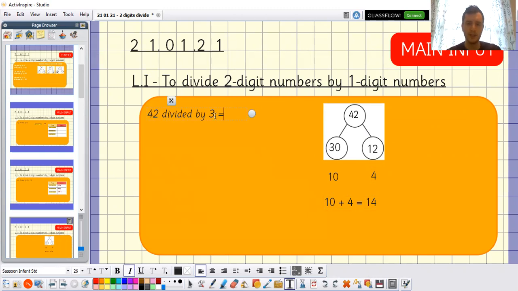Again, we can use this partitioning method, but we've got to think a little bit more about how we're going to partition it with certain numbers. We've got to partition it using numbers that will be divided by 3 in this example.